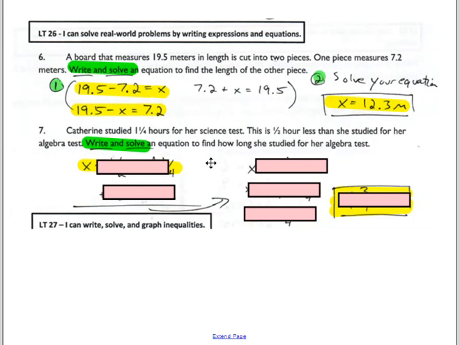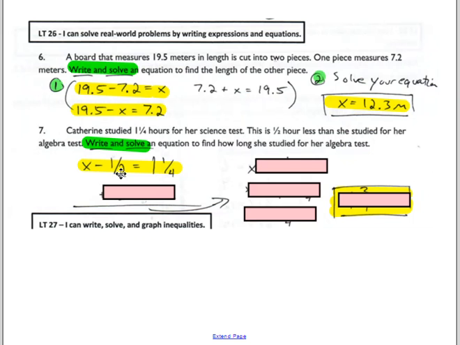In the next one, number 7, Catherine studied 1 1/4 hours for her science test. This is a half hour less than she studied for her algebra test. Write and solve another equation to show how long she studied for algebra. Well, we know she studied this long for science. And we know that that was a half hour less than her math test preparation. So a good equation for this one would be how long she studied for algebra. That's what we're trying to figure out.